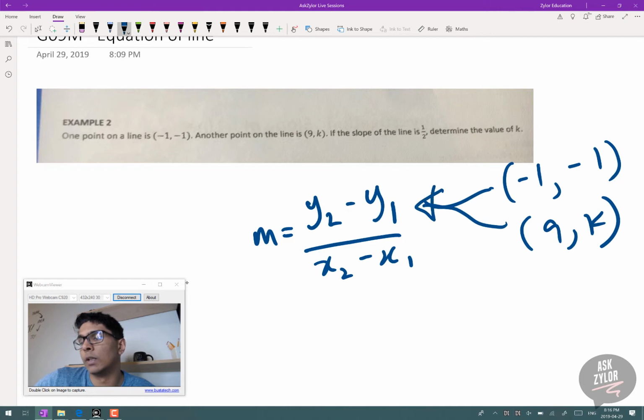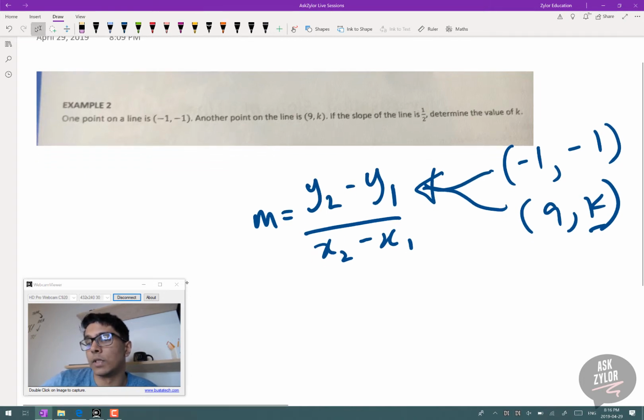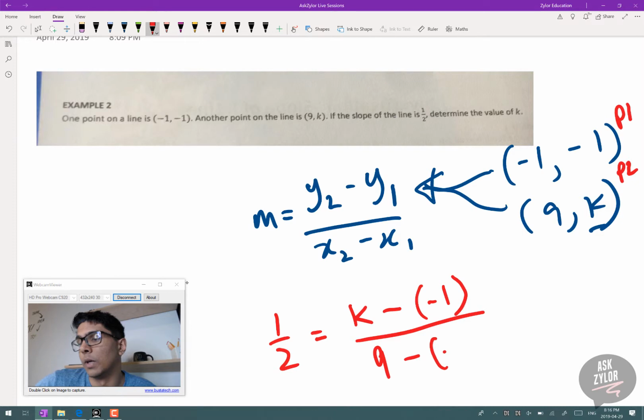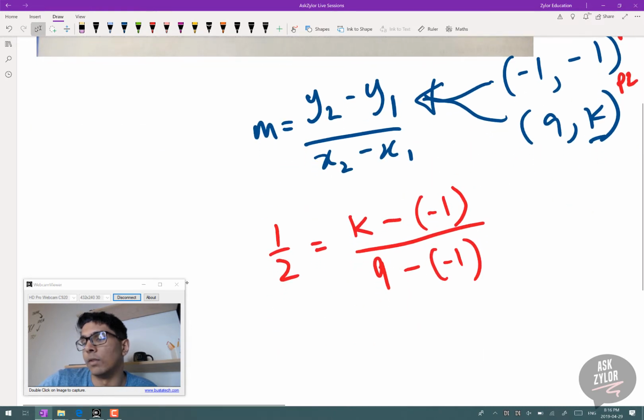points to sub them in to find this unknown value k, because we have slope, we have all the variables except for one of the y values. So if I substitute this in, I end up with 1/2 is equal to, I'll say this is point 1, this is point 2. Right? So my y is going to be k minus -1, and then it's going to be 9 minus -1 as well. So then I can evaluate what k is by isolating for k.